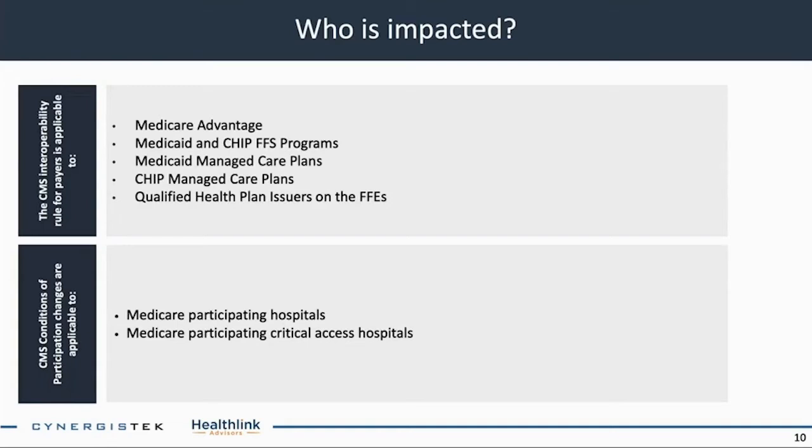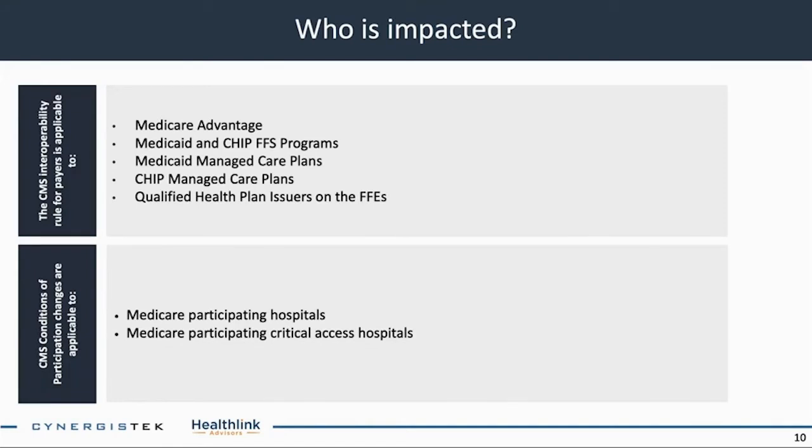Now, the applicability of the rule, who's going to be impacted by this? Well, the interoperability rule that's specific to payers is specific to Medicare Advantage plans, Medicaid and CHIP fee-for-service programs, Medicaid managed care plans, the CHIP managed care plans, and then any qualified health plan issuers under the FFE programs. So this is not specifically applicable to every single payer, although I do anticipate that most payers are going to be transitioning to this, recognizing the benefit that it will provide to getting the information more broadly accessible to help support that patient care and payment for that care.